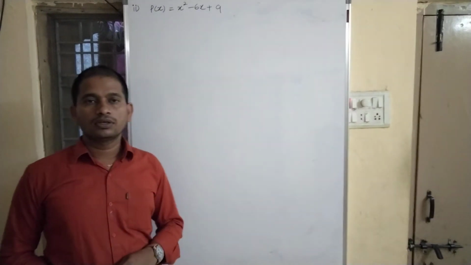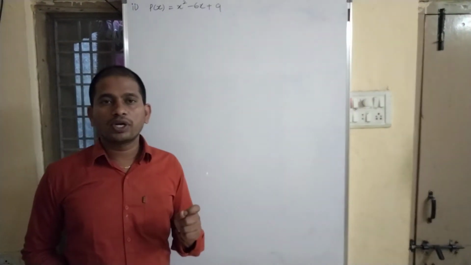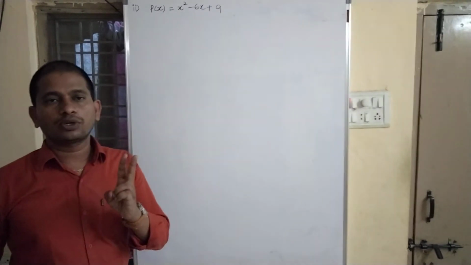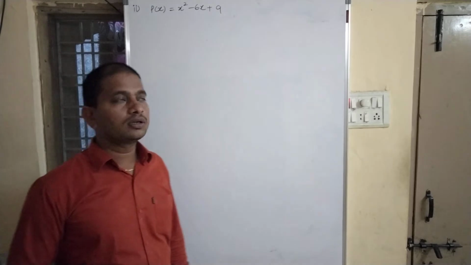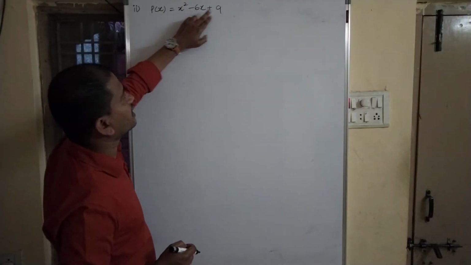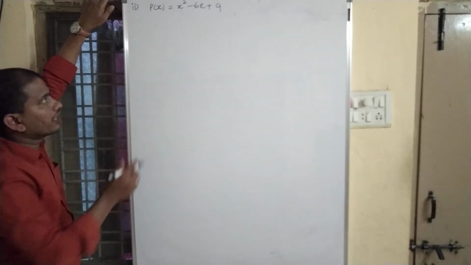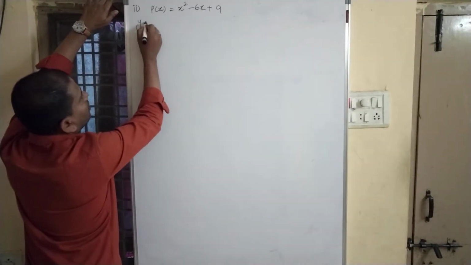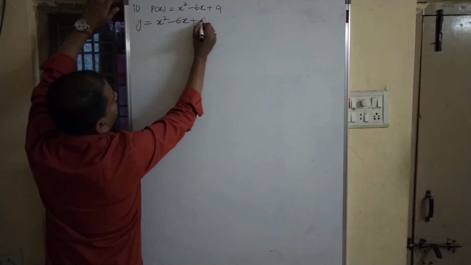Today's session, we will discuss exercise 3.2, third bit, second question. Draw the graph of the polynomial p of x equal to x square minus 6x plus 9. Let us consider the given polynomial as y equal to x square minus 6x plus 9.